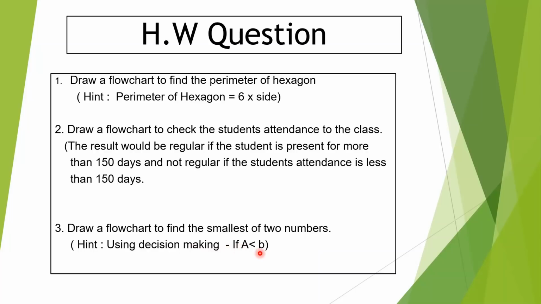If A is less than B, if it is yes, print what? If it is no, print what? Then connect that flow line to the stop position. Same steps as the greater of two numbers; do the same for the smallest of two numbers and try it. If anybody has doubts, you can call my personal WhatsApp number. Clear, children?